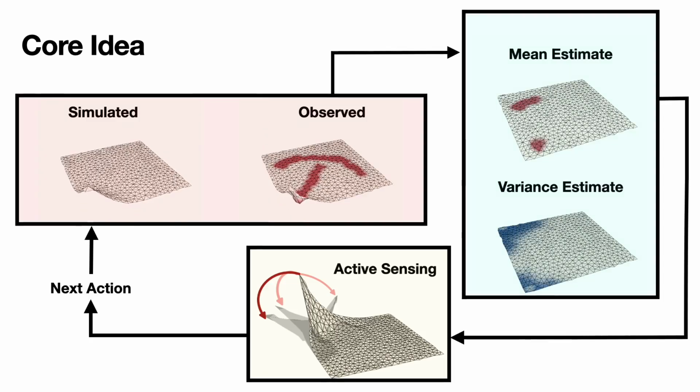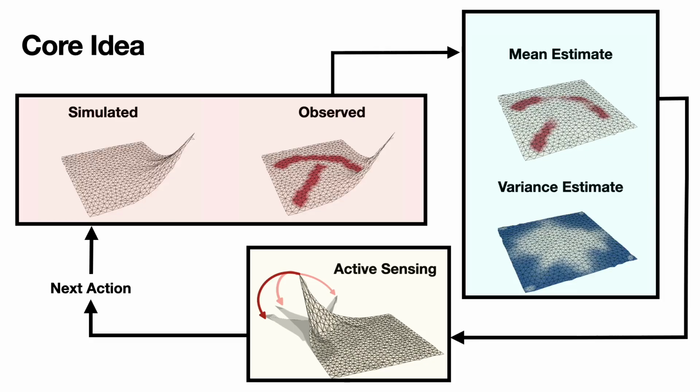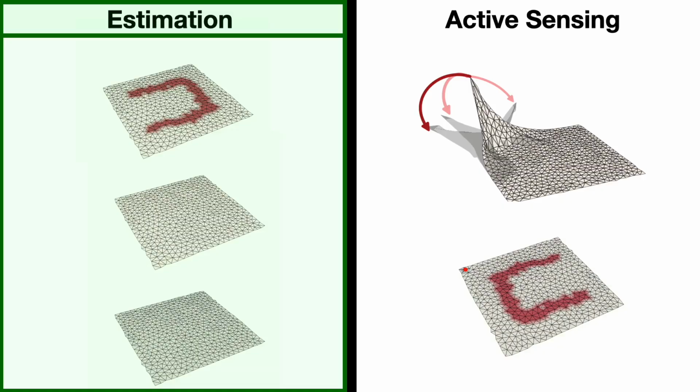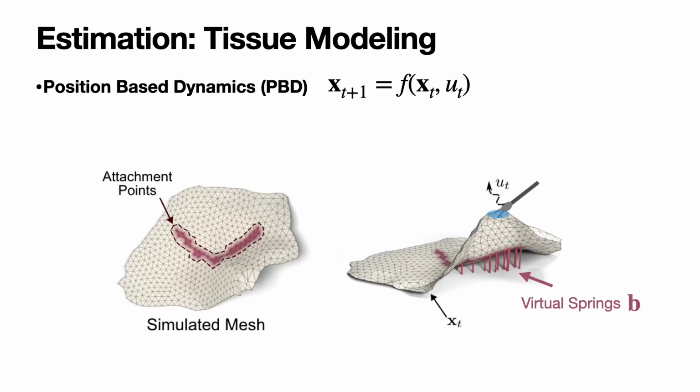Our method uses the discrepancy between simulated and observed interactions to compute a probabilistic update on boundary attachments and inform safe future actions. Our method is divided into two parts. We're going to start by talking about estimation. Our method leverages a fully differentiable PBD simulator.